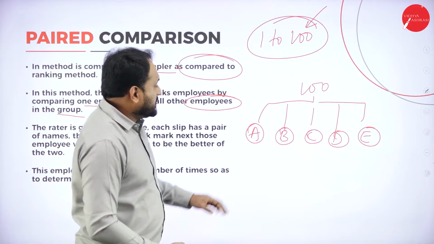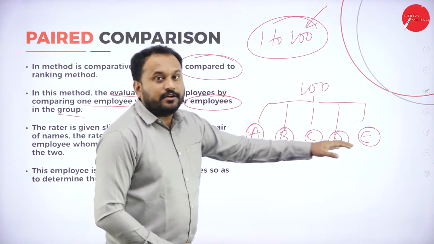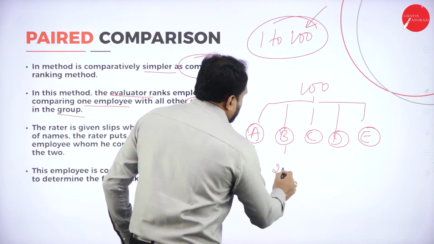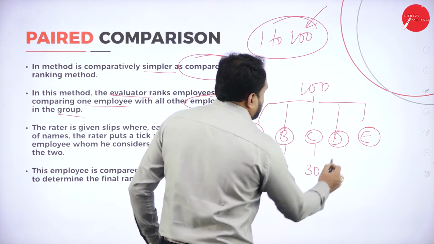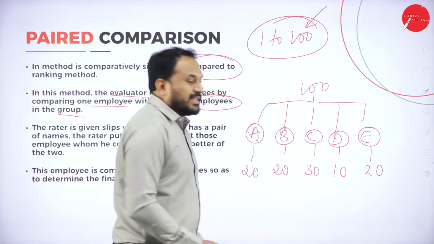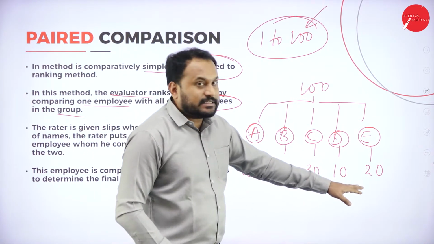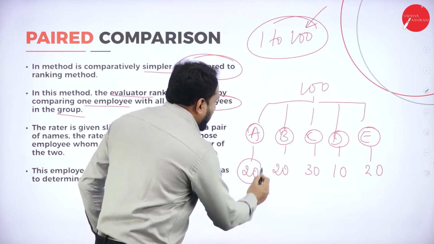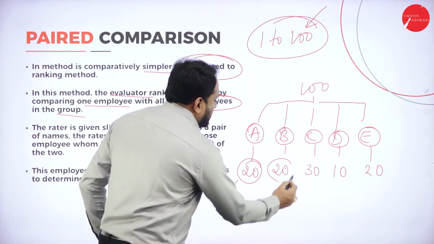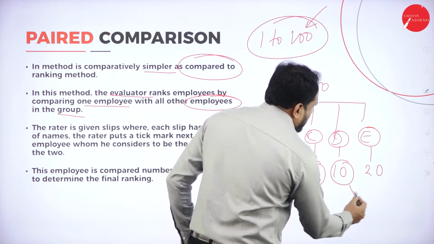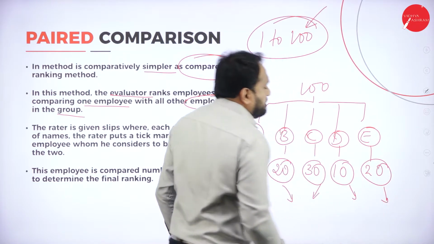Now 1, 2, 3, 4, 5. Five in the sense, here we will have 20 people, here 20, say here 30, here say 10, here 20. You can go with any kind of figure, but the total should be 100. Now among these 20, the ranking systems will happen. These 20, these 30. This is where they go with comparison.